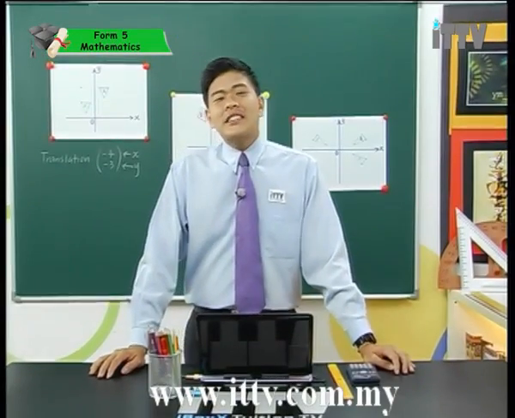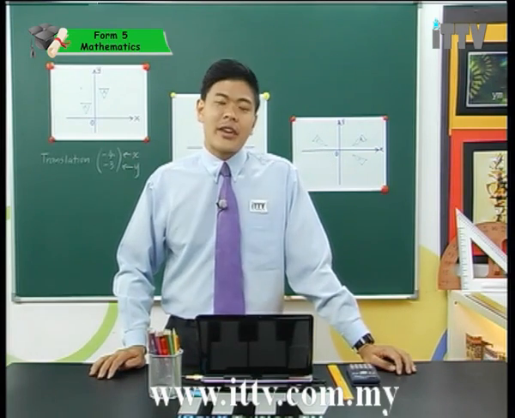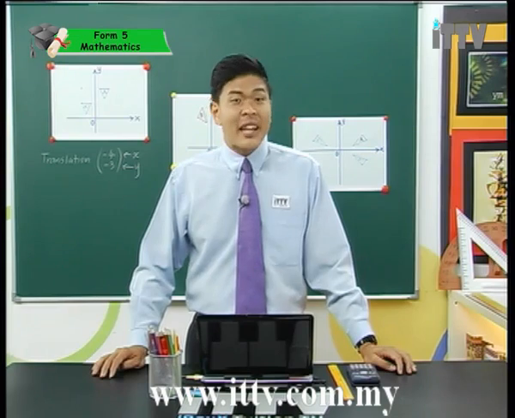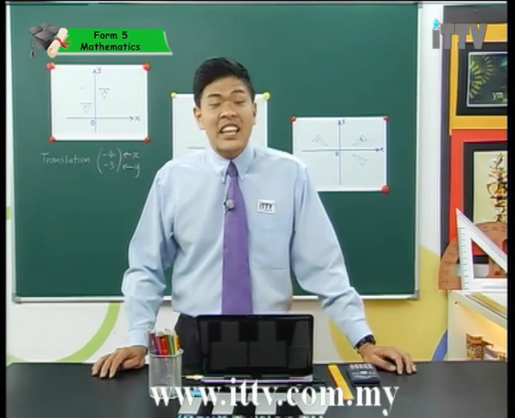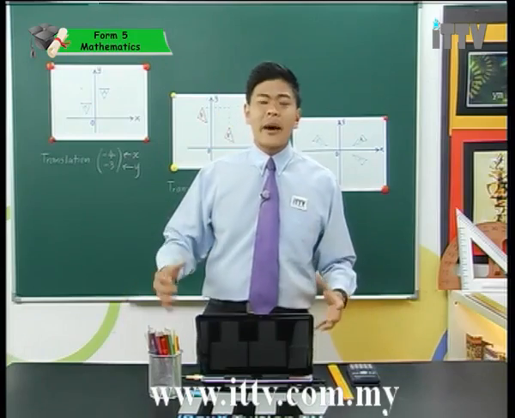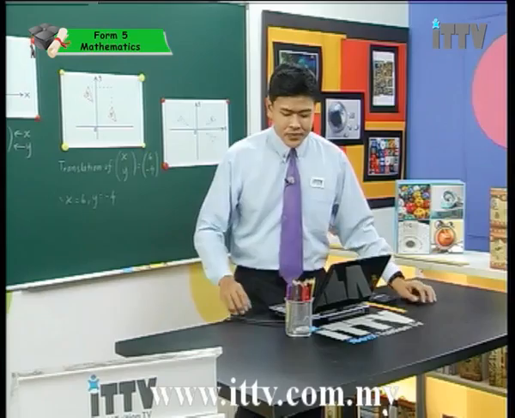Alright guys, so that brings us to an end to this lesson. What have we learned? Basically, the first 2 types of transformations. Can you name me? It is translation. And the next one, reflection. So just bear in mind the properties when you translate or reflect an object.